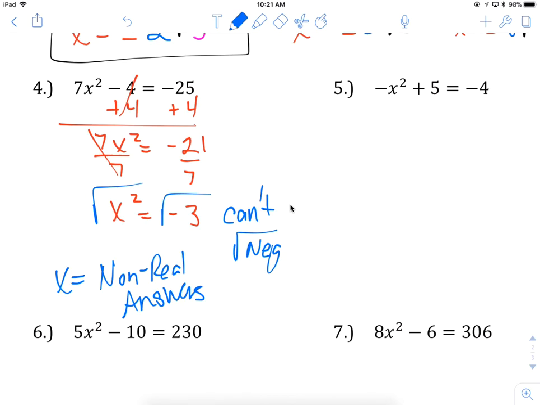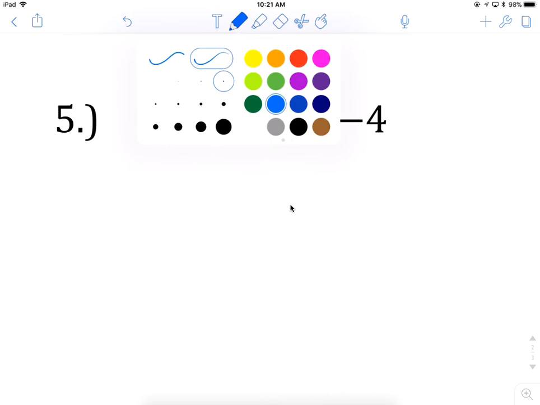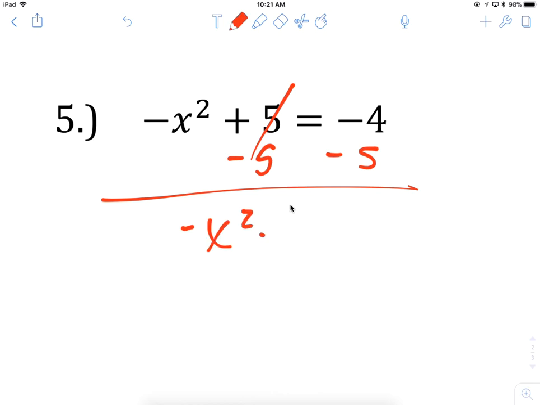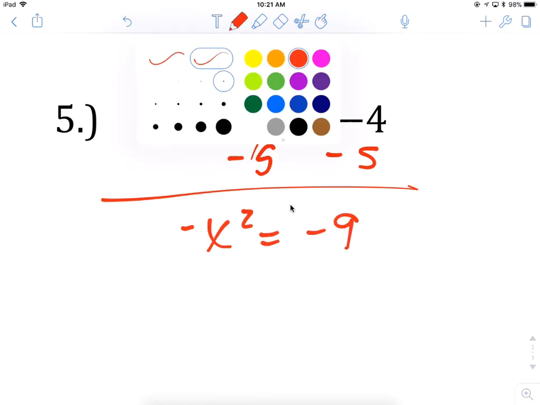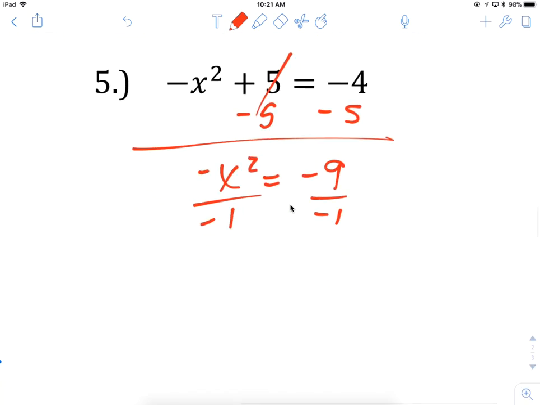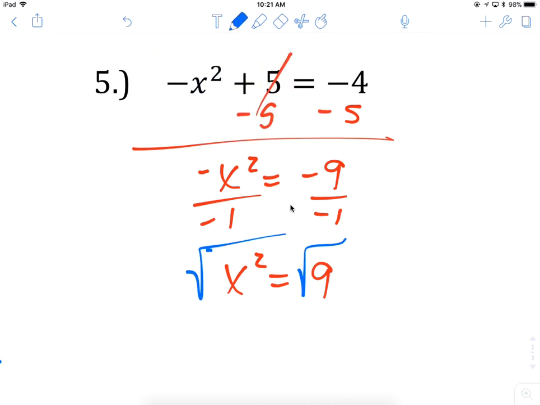Let's jump and let's do 5. All right, so number 5, if I go ahead and cancel that 5, I'm subtracting 5 from both sides. Negative x squared equals a negative 9. I need to divide out that negative that's in front of both of those. Gives me x squared equals a positive 9. Now I'm ready to square root to get rid of that x squared.